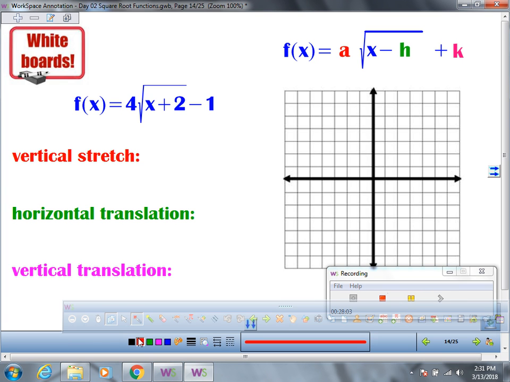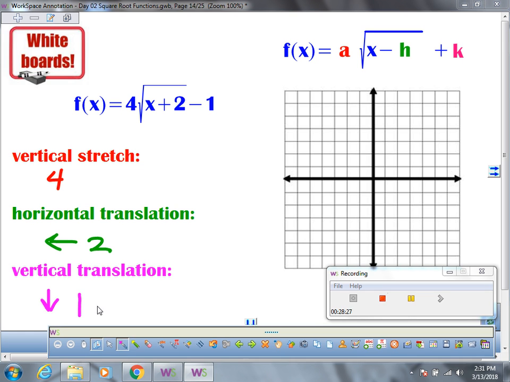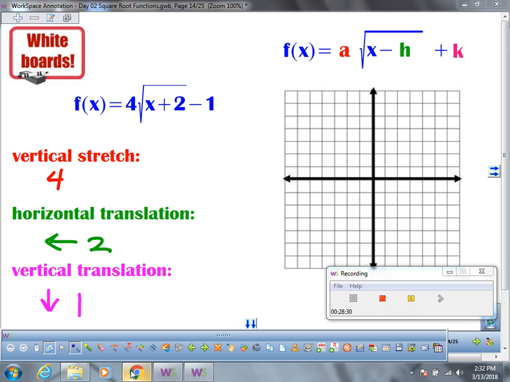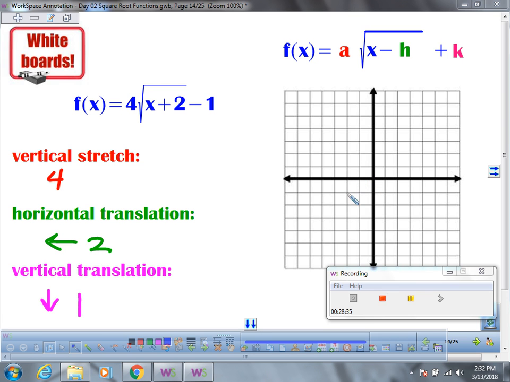Okay, so my A, my vertical stretch is the 4. My horizontal translation is the 2, but since it's plus 2, I know it's got to be the opposite. So it's going to be going to the left 2. And my vertical translation is my -1 or my K, means it's going to be going down 1. So I start at the origin, and I'm going to go to the left 2. Then I'm going to go down 1. So that's my new origin, right? It's like my vertex.